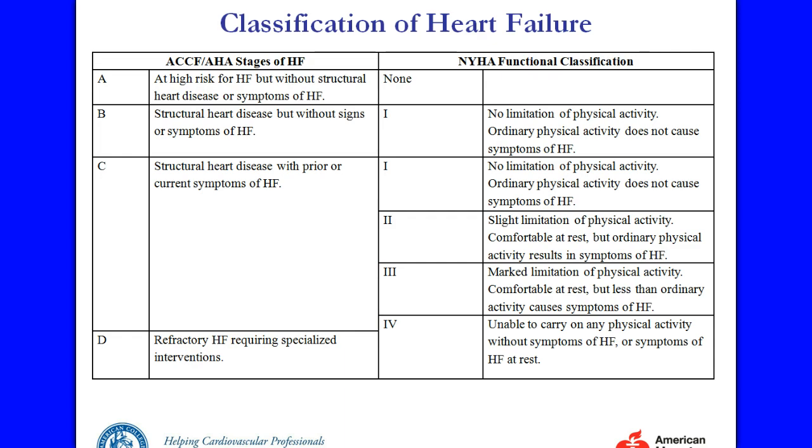The stages of heart failure are A, B, C, and D. Stage A are people with risk factors that place them at high risk for developing heart failure in the future, but do not have structural heart disease or symptoms of heart failure. Stage B is structural heart disease is documented, but there are no signs or symptoms of heart failure. Stage C, in which most people fall, is documented structural heart disease with current symptoms of heart failure, or they have had prior symptoms of heart failure.